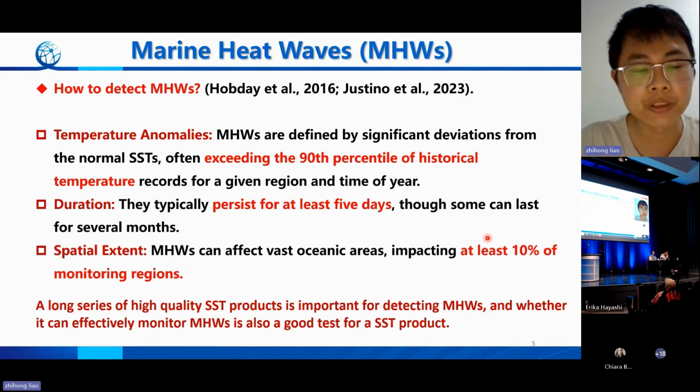Now, we can use temperature anomalies and find the durations and spatial patterns of these anomalies. So we need a long series of high quality SST products, and it's important for us to detect marine heat waves. On the other hand, monitoring marine heat waves is also a good test for SST products. So these are the reasons why I do this work.